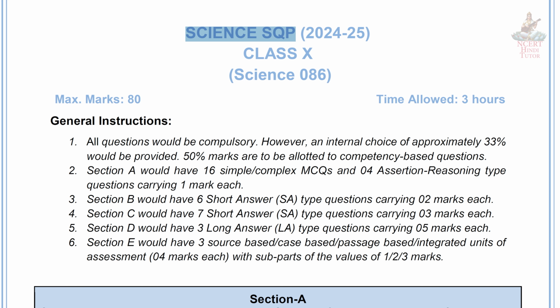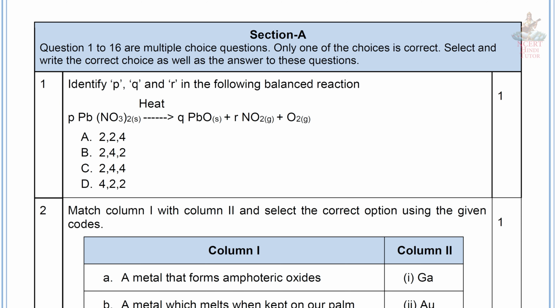Science Sample Question Paper 2024-25, Class 10 Science 086. Maximum marks 80, time allowed 3 hours. General Instructions. So friends, in this video we will discuss the marking scheme for the Class 10 Subject Science CBSE Sample Paper. Let's start. Section A.